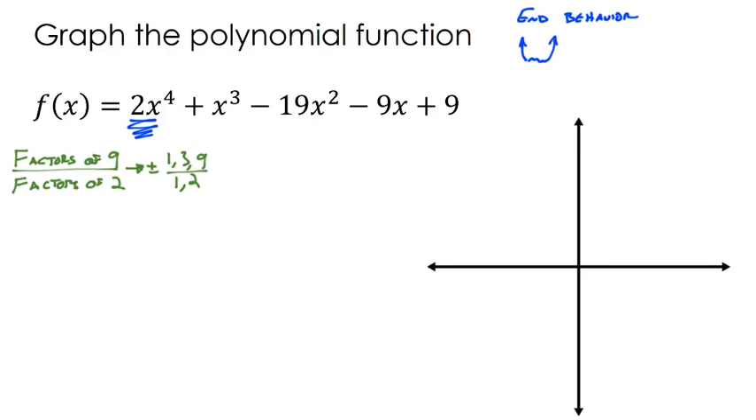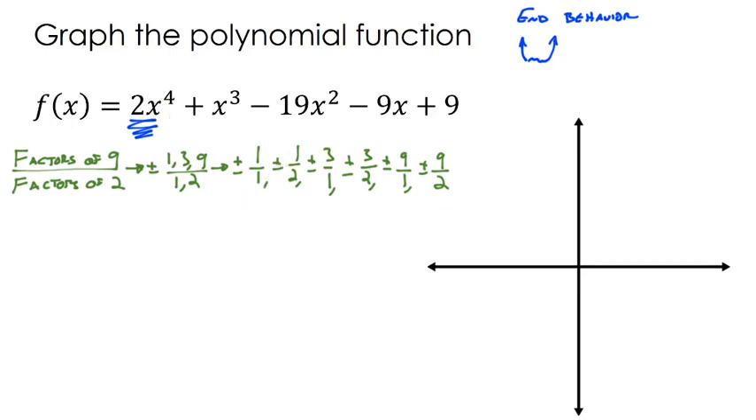And I'm just going to write those out here to the right. So here's what we got: 1, 1 half, 3, 3 halves, 9, and 9 halves. If I consider the positive or negative, that'd be 2, 4, 6, 8, 10, 12 possible roots. These are the only possible places that this function could cross the x-axis. Okay, it's going to cross at most 4 places. And so this gives us the starting place for our guess and check.